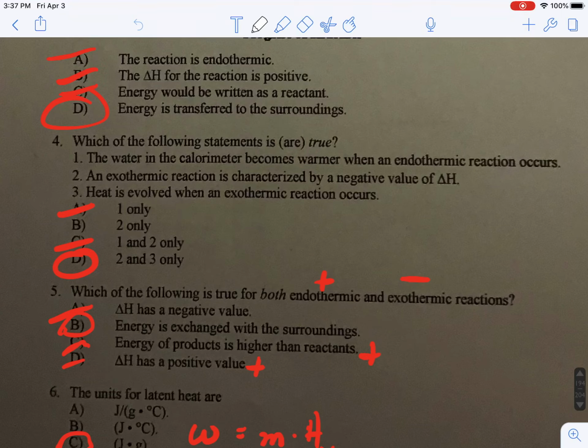So 1 is out, so answer A and C is eliminated. 2 and 3 are correct. Exothermic reactions have a negative delta H, and heat is evolved when there's an exothermic reaction. So the answer is D.